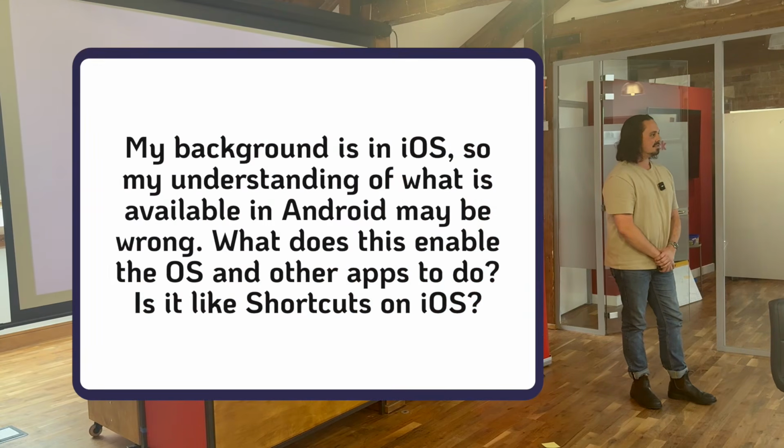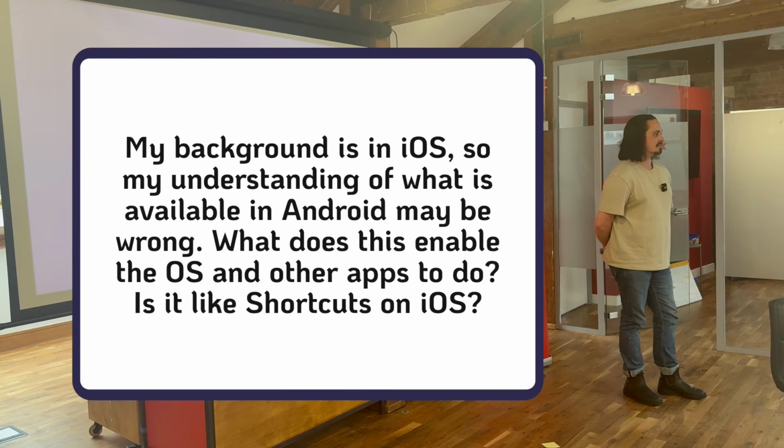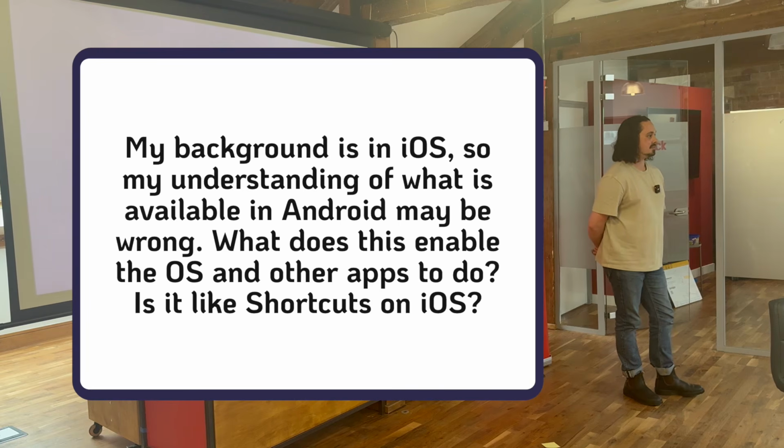I've spoken with you before and I said a lot of my background's in iOS, so this might be a really stupid question because my understanding of what's already available in Android might just be completely wrong. But I'm trying to figure out what this actually enables the OS as well as other apps to do. It looks to me a little bit like shortcuts on iOS, where you can hold an app and, for example, on the Notes app, you'll get the create a note option. Is this just that, but with the option to pass in a parameter, the string that makes the note, and it's also accessible to another app?